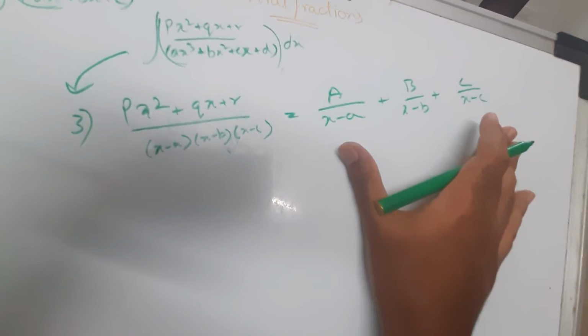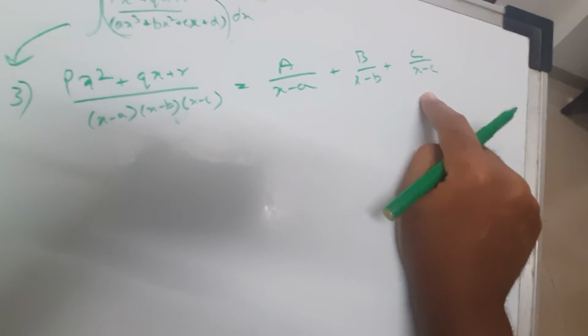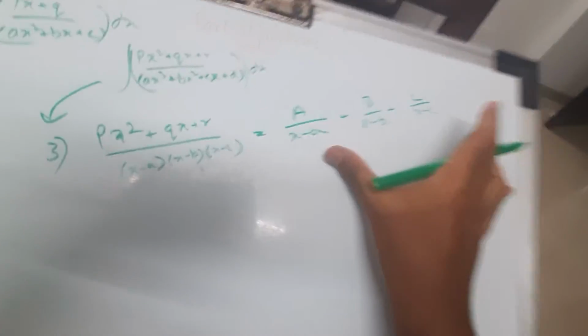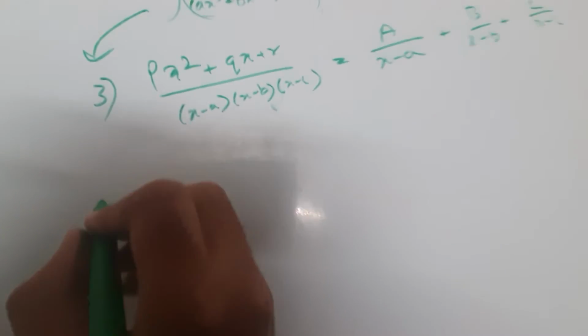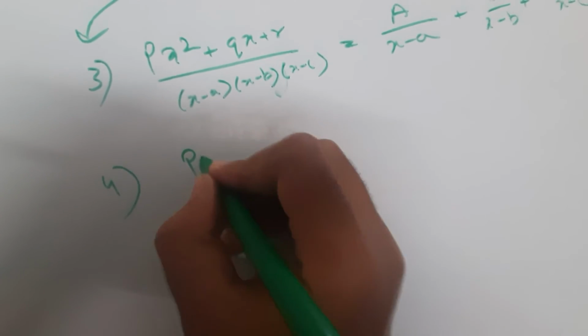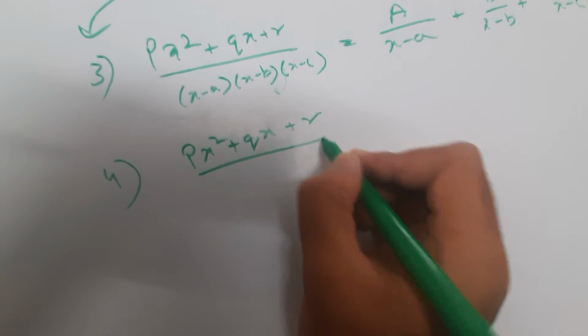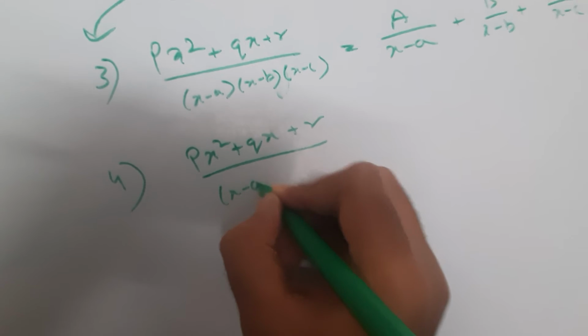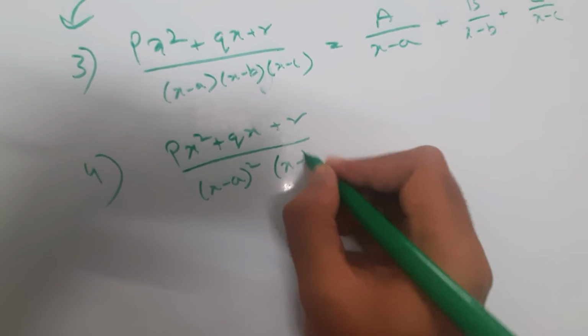This is very similar to type 1. You're just taking the extra factor and making another term for it. That's simply how you make this into a partial fraction. Easy. Now, for type 4, we're going to get (px^2+qx+r)/((x-a)^2(x-b)).